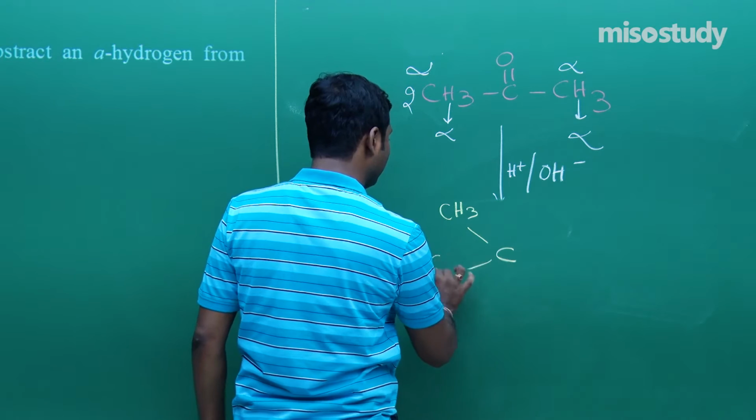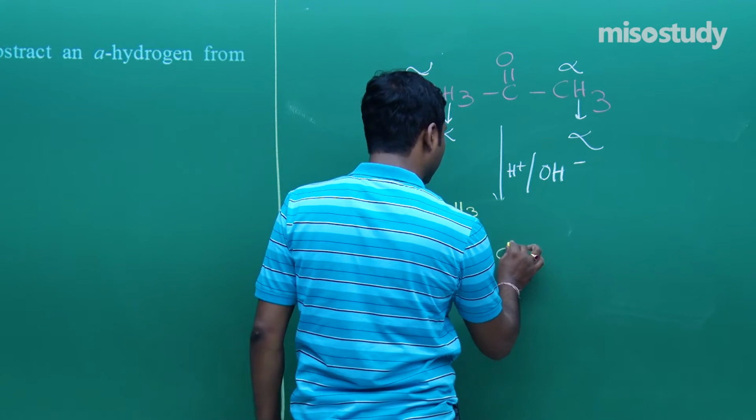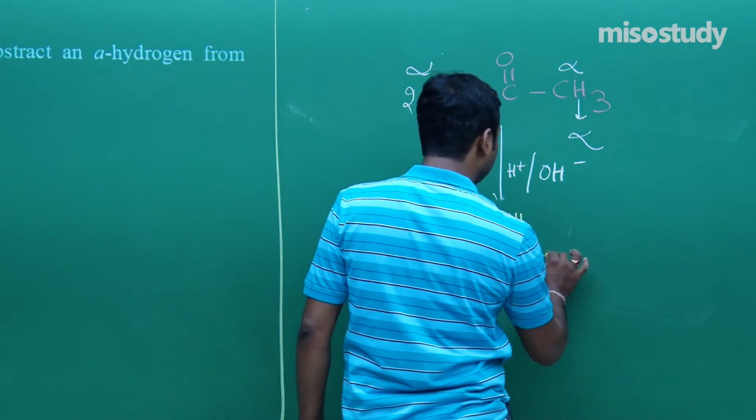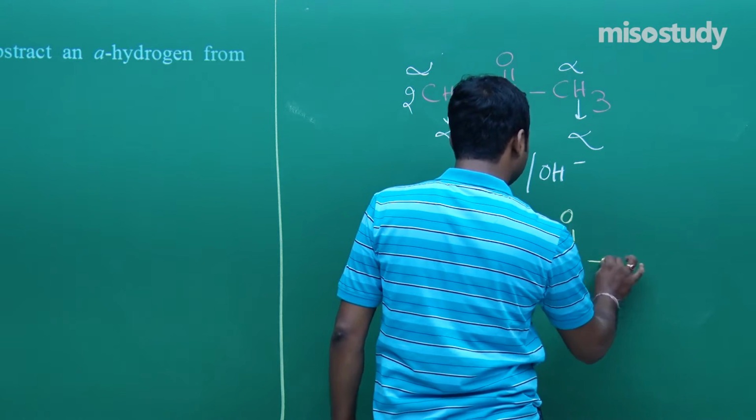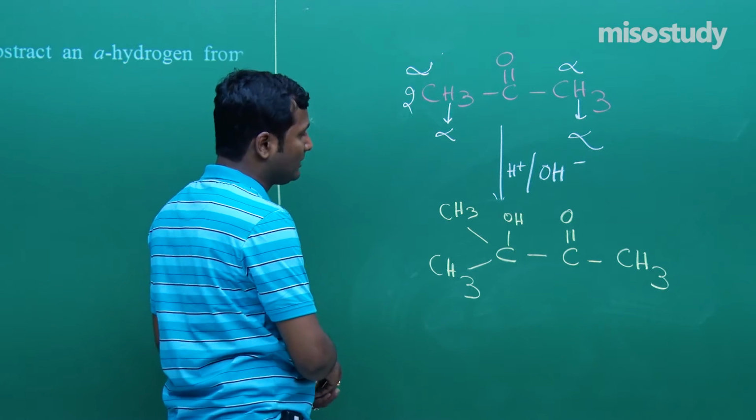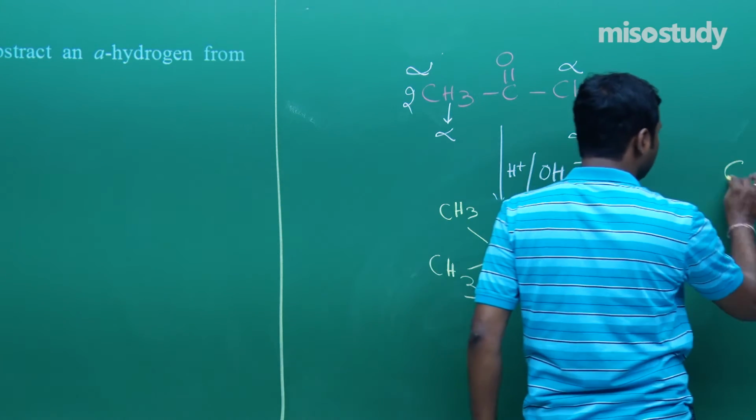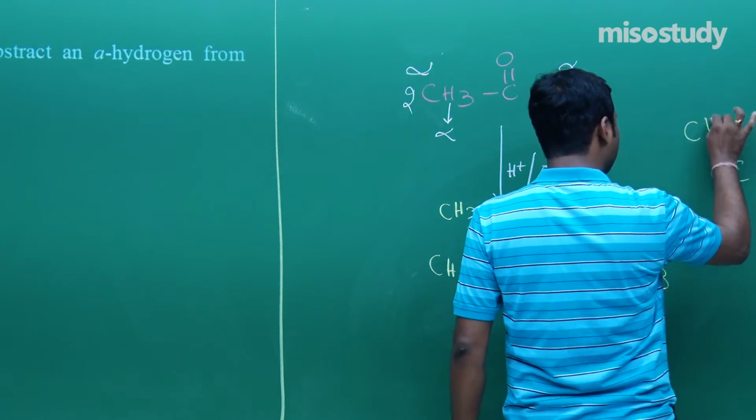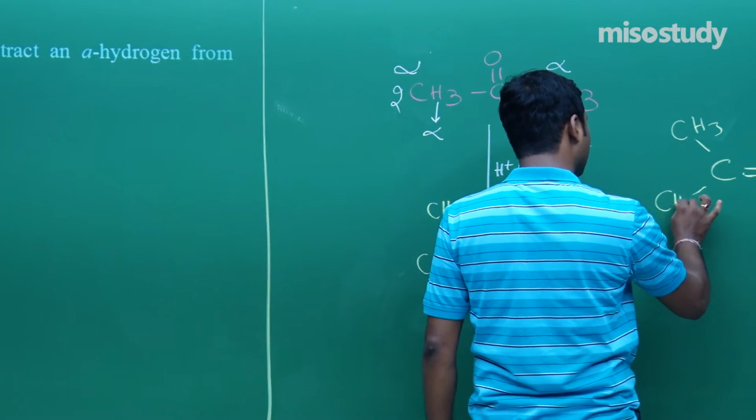CH3, that is CH3, clear? That is OH, then CO, then CH3. This is the component. Let me check once. That is C double bond O, CH3, then CH3.